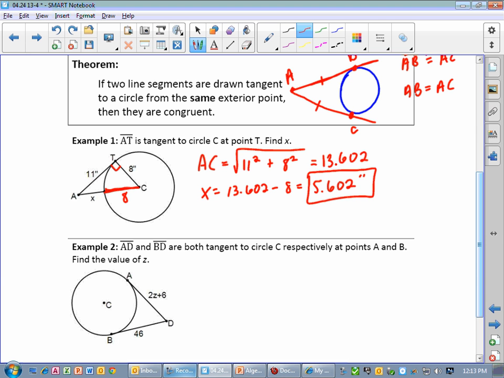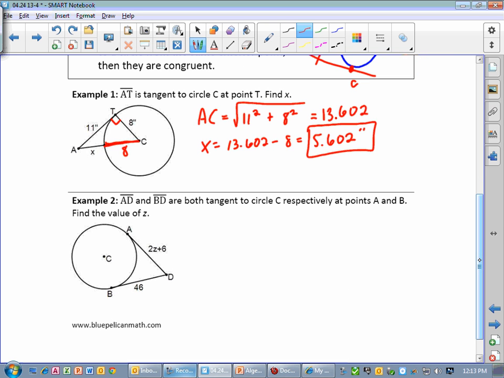It's the length of that segment from A to curve of X. Example 2 says AD and BD are both tangent to circle C, respectively at points A and B. Find the value of C. So notice D is exterior, right? Just like A was exterior here. But this time we have two tangent lines.